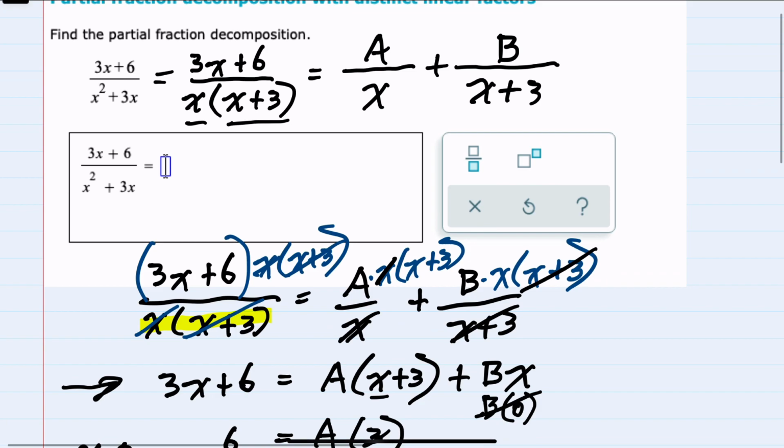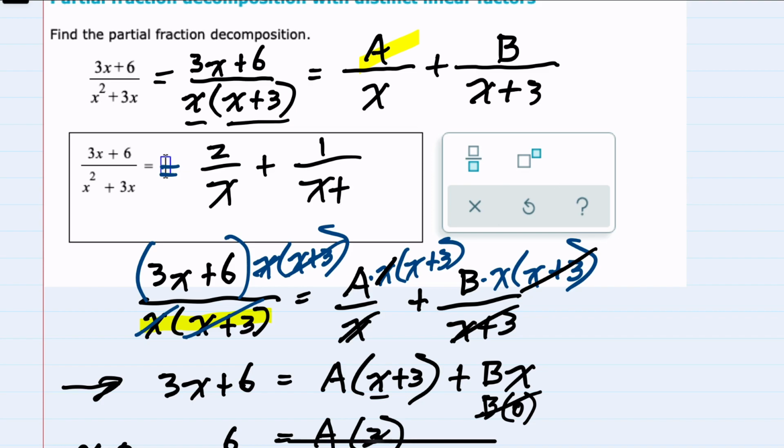Looking back at our decomposition, we have a is 2, so that would be 2 over x, plus b is 1, so 1 over x plus 3. This is our decomposition. If we were to get a common denominator and add these two fractions, that would take us back to our original expression.